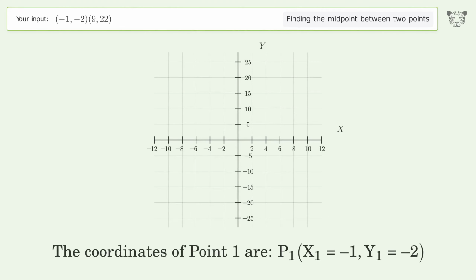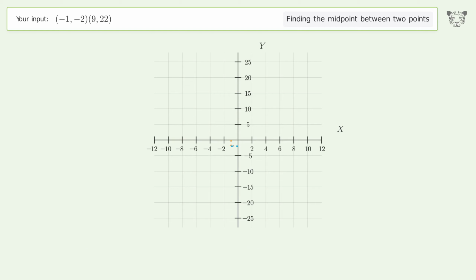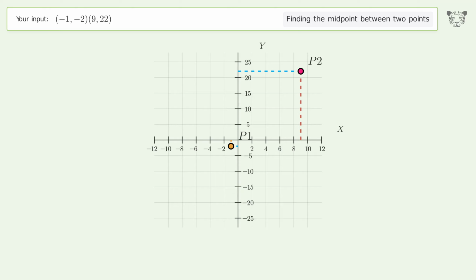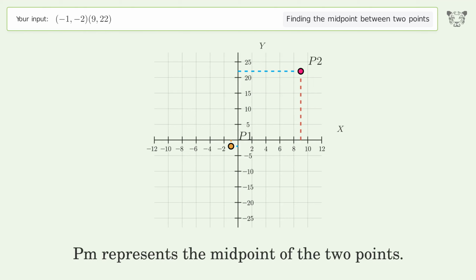The coordinates of point 1 are, x1 equals -1, y1 equals -2. The coordinates of point 2 are, x2 equals 9, y2 equals 22. PM represents the midpoint of the 2 points.